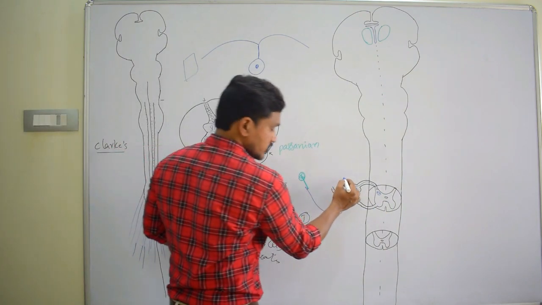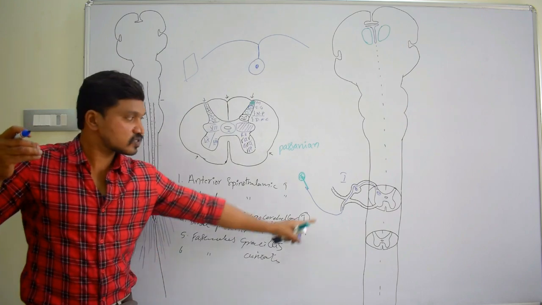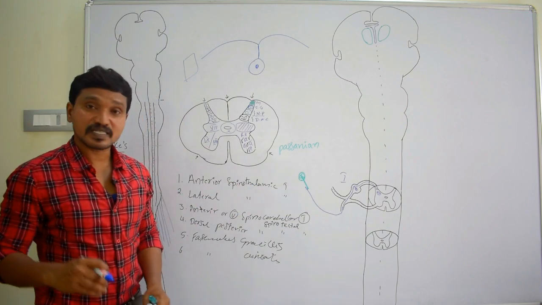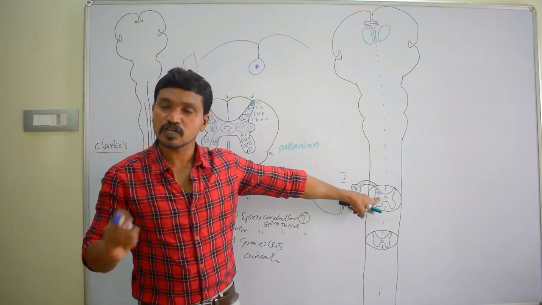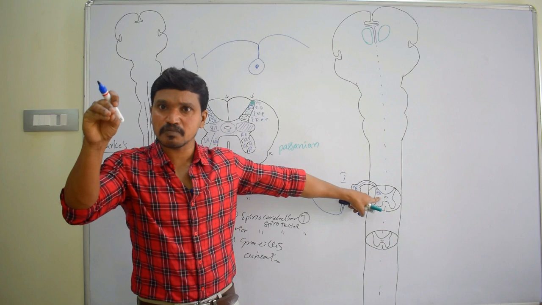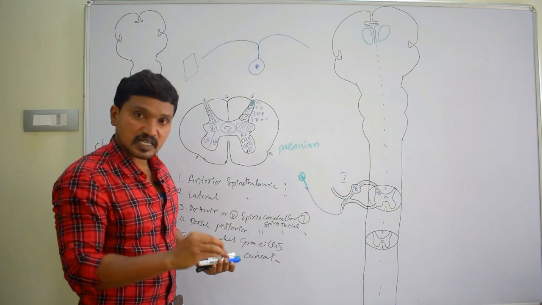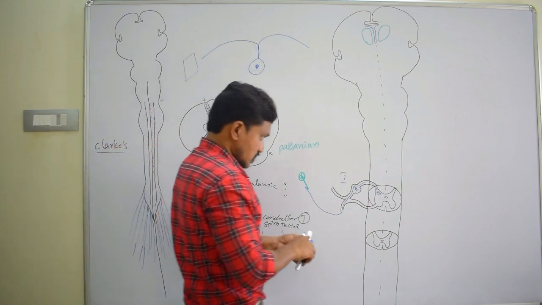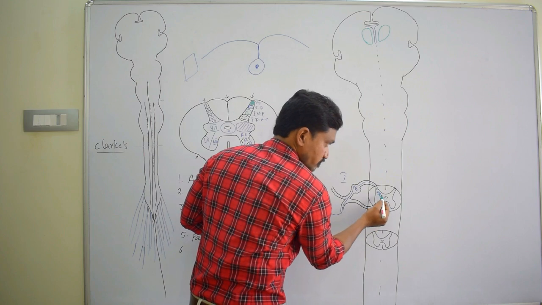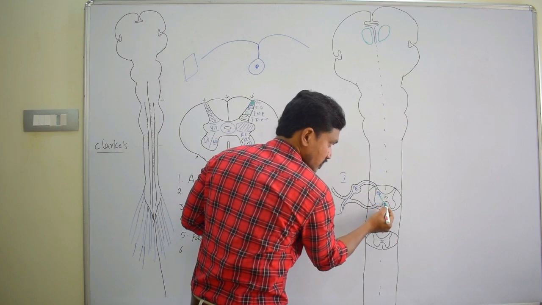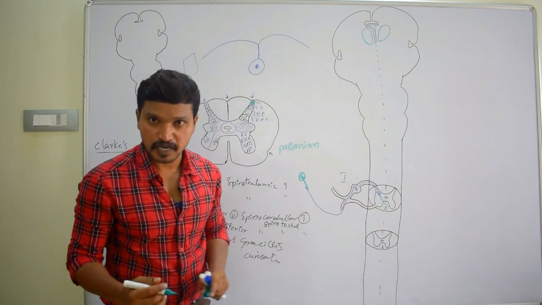So this is the first order neuron. That means the first neuron which is taking the sensation, we call the first order neuron. Now second order neurons arise from the nucleus proprius, or chief nucleus. Nucleus means a mass of grey matter, and a mass of grey matter means cell bodies are present here. Those cell bodies give processes. Those processes are axons crossing the midline and reaching the anterior white funiculus of the opposite half of the spinal cord.